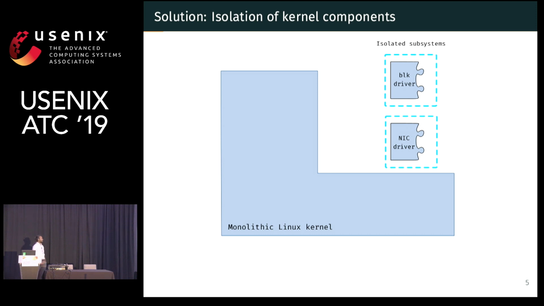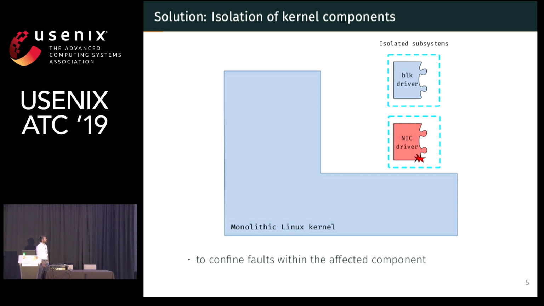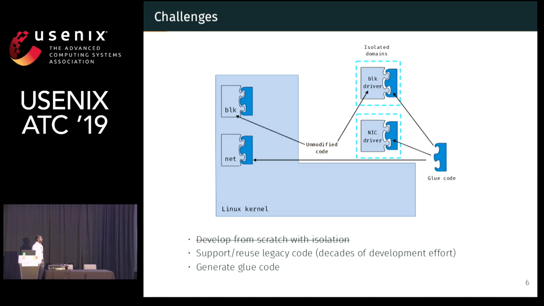Assume we can split apart the monolithic kernel into isolated components, as shown here. Here we have an example of isolating a block driver and a network driver. In this scenario, say a bug appears in a network driver, and we can confine this within the isolated component and not propagate to the entire kernel. However, isolation brings in a lot of challenges.